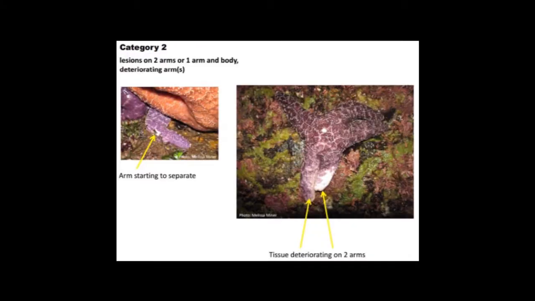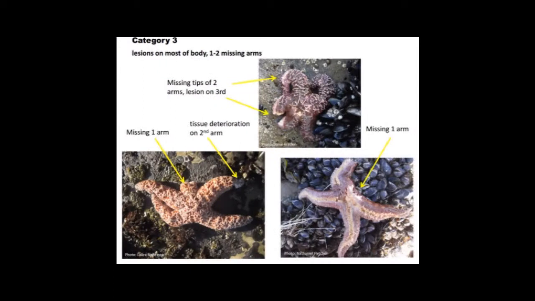In Category 2, multiple lesions appear on the body. As well, the arms start to slowly deteriorate. In this photo, you can clearly see the tissue deteriorating and an arm starting to separate from the body. In Category 3, lesions appear on most of the body, and parts of or entire limbs will start to fall off.